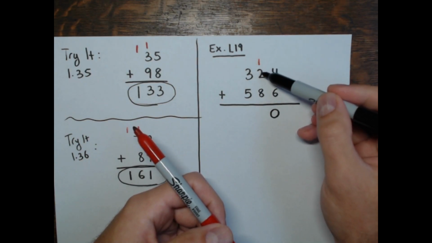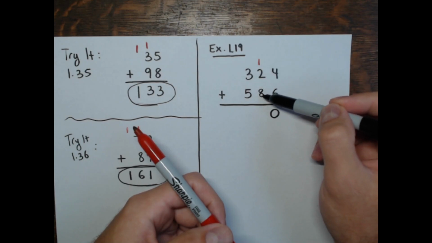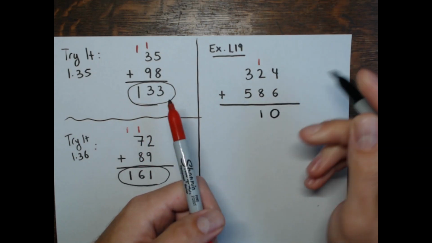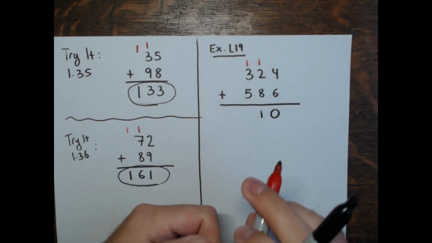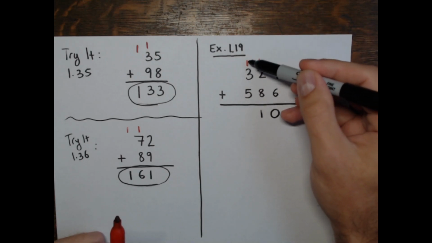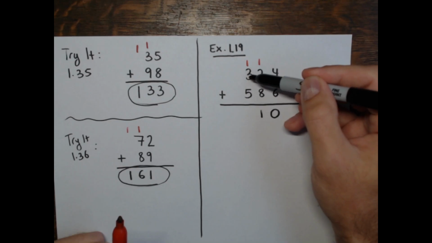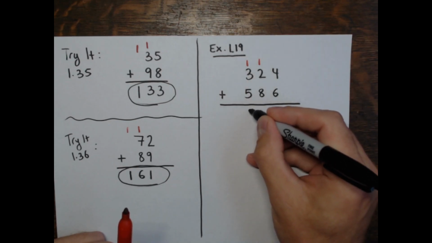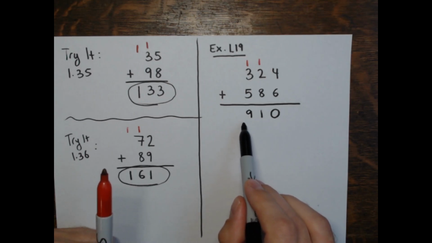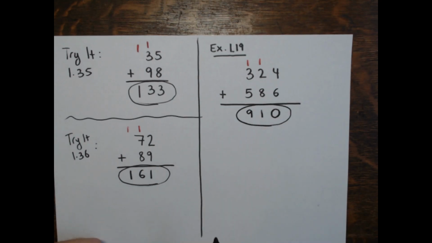Then 1 plus 2 is 3. 3 plus 8 is 11. 11 tens would be 110, and now 100. I carry a 1 to the hundreds place. And then in the hundreds, 1 plus 3 is 4, and 4 plus 5 is 9. There's no carrying to be done. That's not 10 or more, that's 9 or less, right? So there we go. The sum of 324 and 586 is 910.